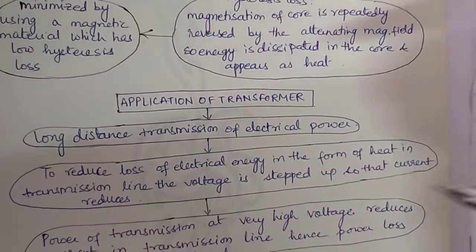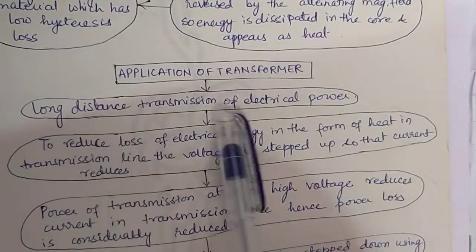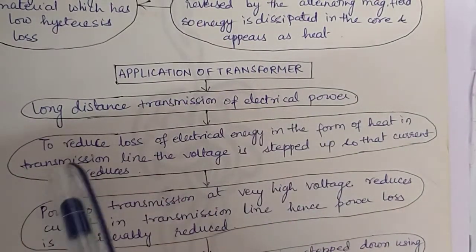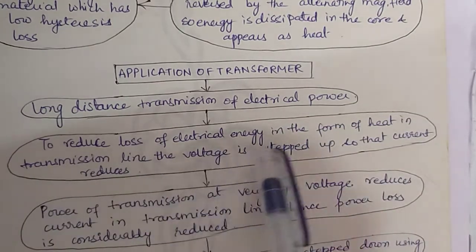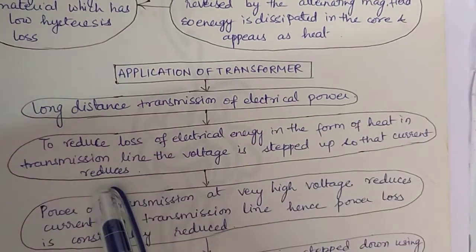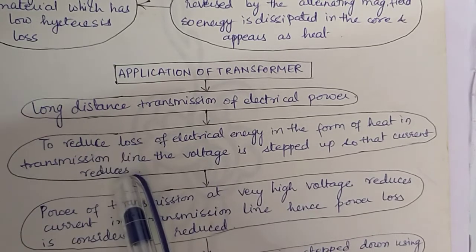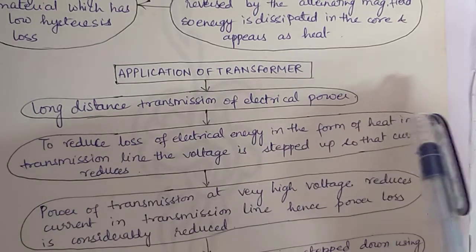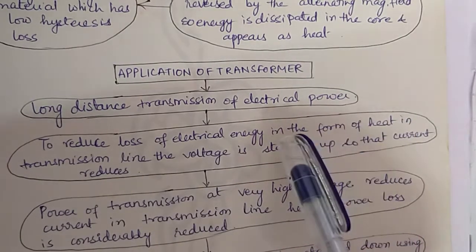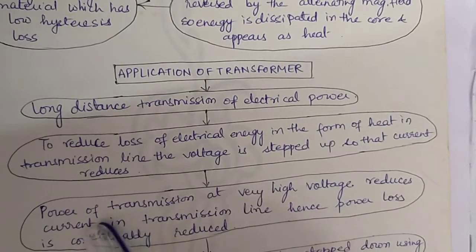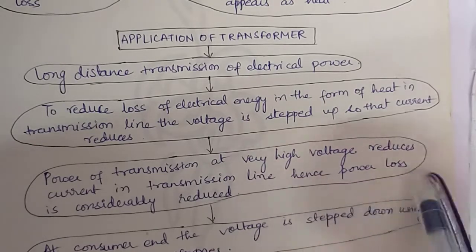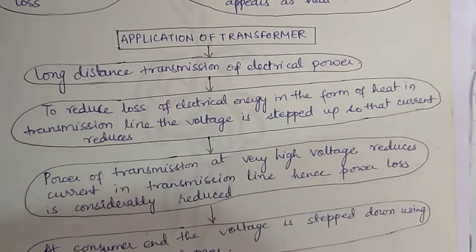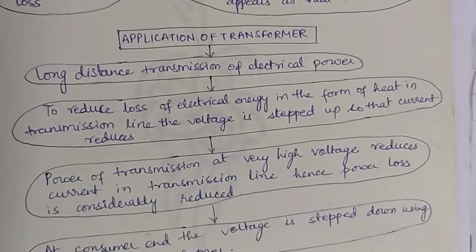Then comes application of transformer. For long distance transmission of electrical power, it is used to reduce energy loss of electrical energy in the form of heat in the transmission line. The voltage is stepped up, so the current reduces, and because of the lower current in the secondary coil, when it travels a long distance the heat power loss is reduced. Transmitting power at high voltage reduces current in the transmission line, hence power loss is considerably reduced. And at the consumer end, the voltage is stepped down using a step down transformer.